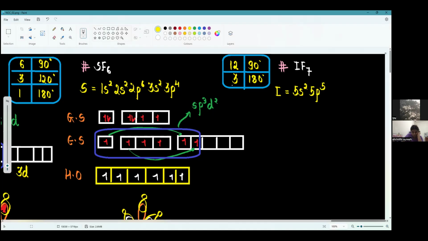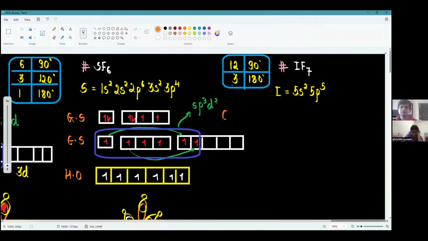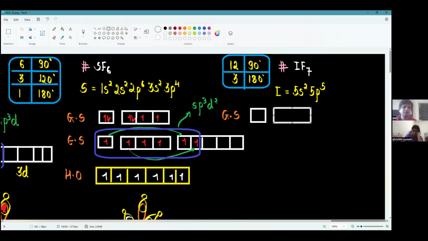And obviously there will be one noble gas ahead of this 5s2, but that's okay. I'm just interested in 5s2 5p5 right now. So carefully check now the ground state configuration. So ground state, it will have this like 5s2 and 5p5.